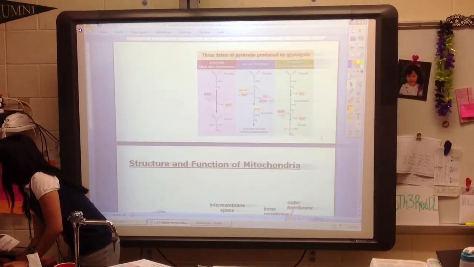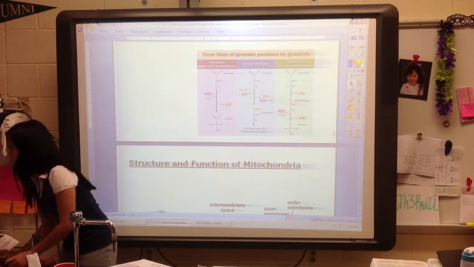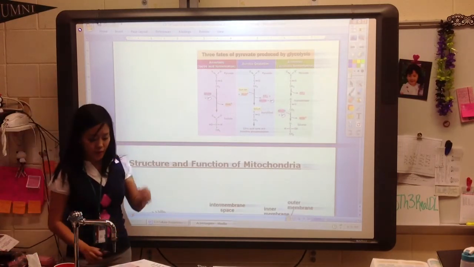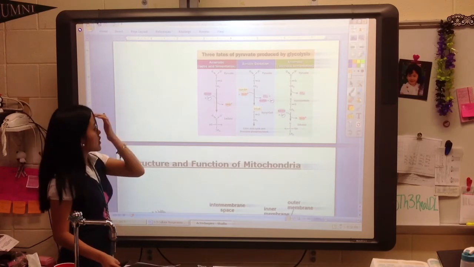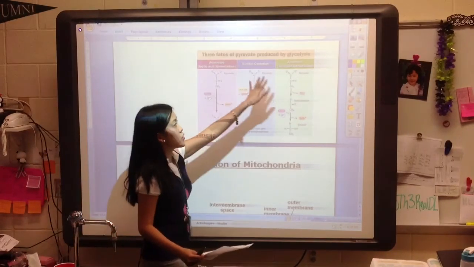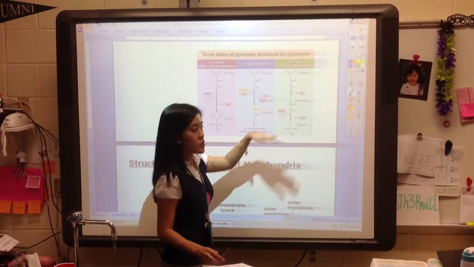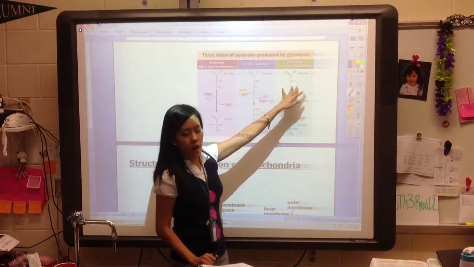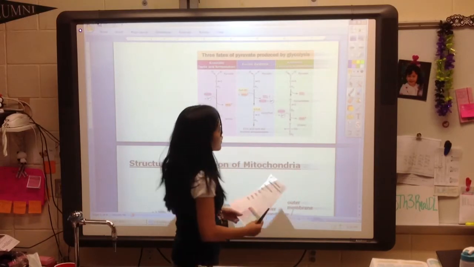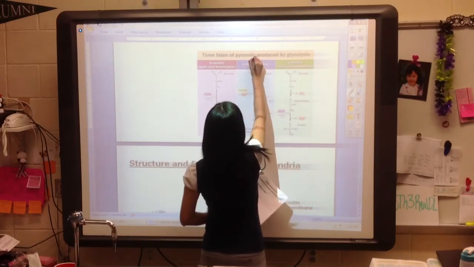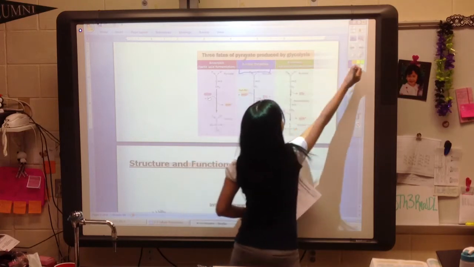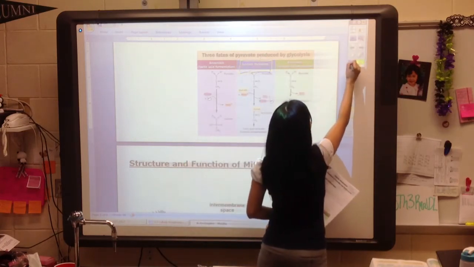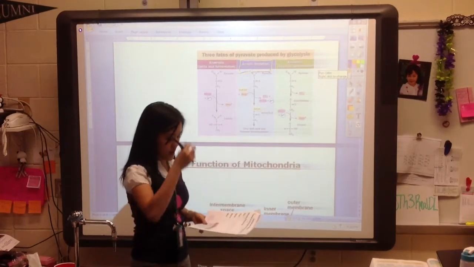So looking quickly at a little overview of this, there's 3 fates to pyruvate, 3 things that can happen to pyruvate after glycolysis has been performed. You can go through 2 types of anaerobic respiration, which we talked about previously, lactic acid fermentation and alcoholic fermentation. And today we're really going to concentrate on this aerobic oxidation. So we need oxygen for this process.